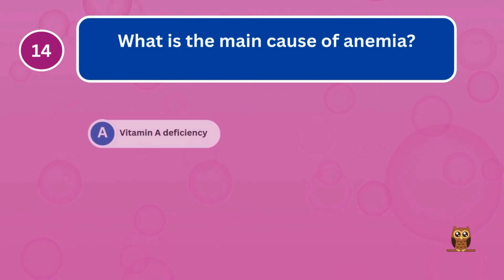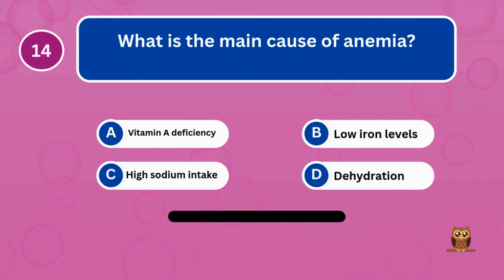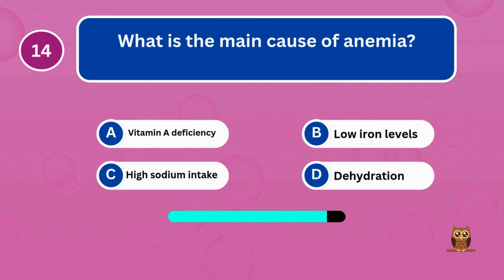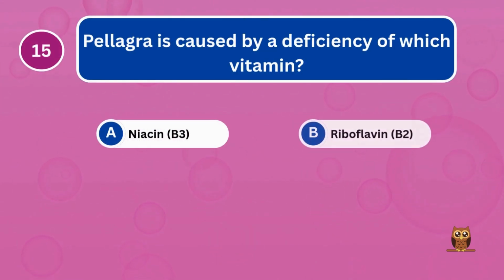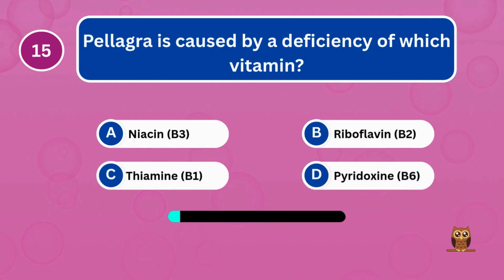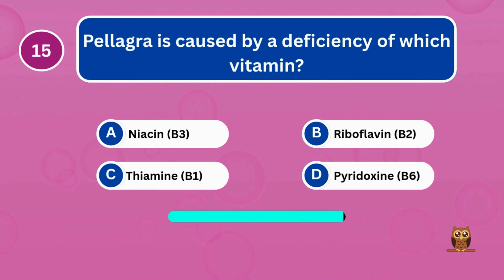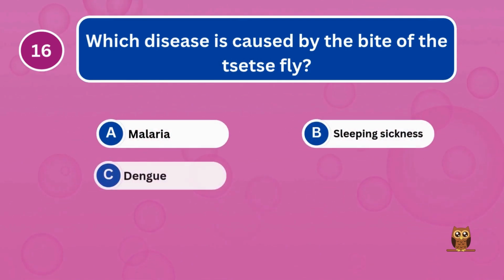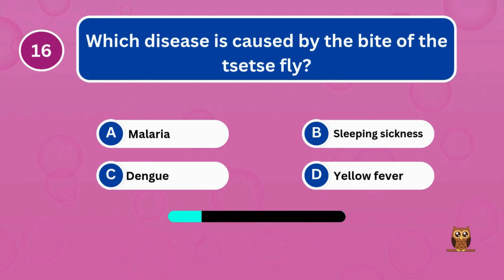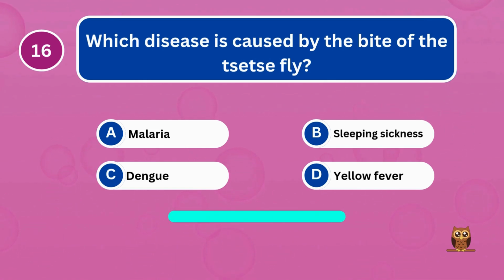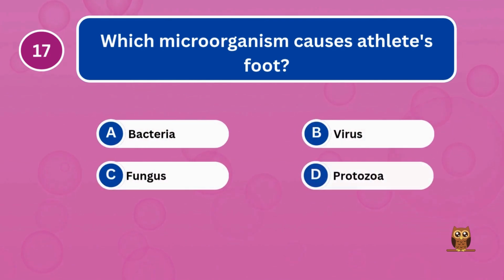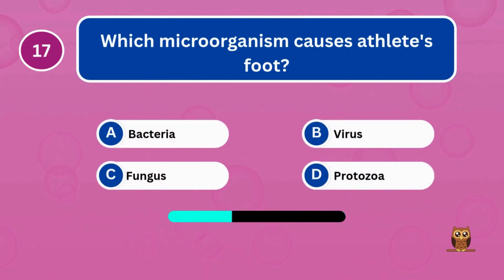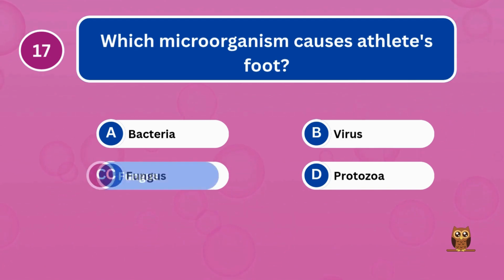What is the main cause of anemia? Low iron levels. Pellagra is caused by a deficiency of which vitamin? Niacin, B3. Which disease is caused by the bite of the tsetse fly? Sleeping sickness. Which microorganism causes athlete's foot? Fungus.